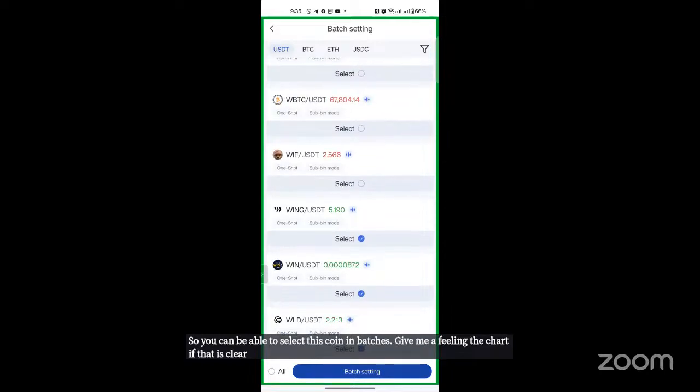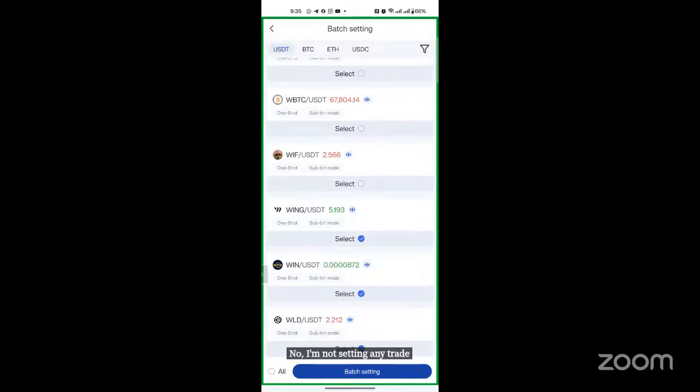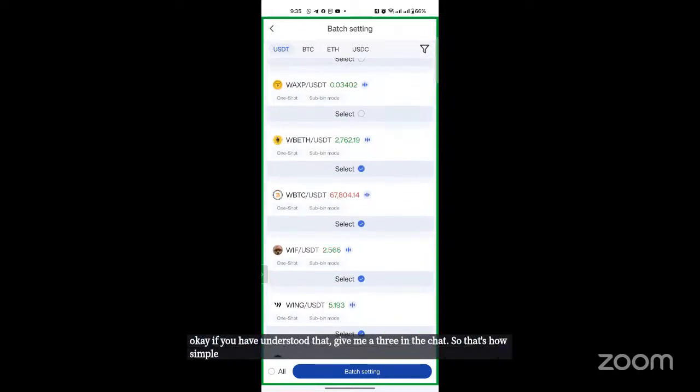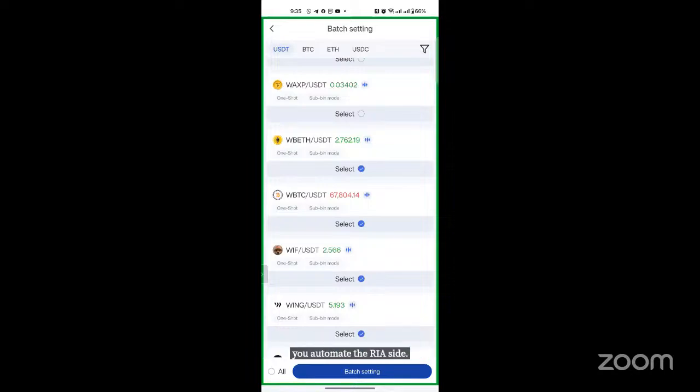Me, I'm not setting any trade. I'm just showing you. Okay. If you have understood that, give me a 3 in the chat. So that's how simple you automate the RSI for your trading.